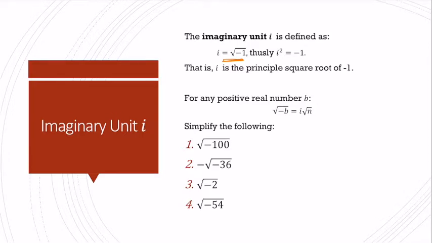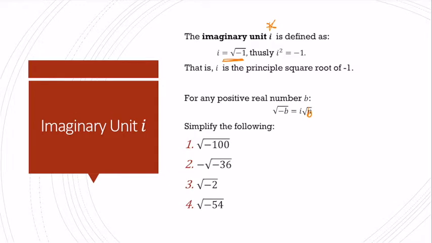It's also important to note that this notation was first used by Rene Descartes. He's the one who came up with the Cartesian plane and just was an all-around cool math guy. So we call i the principal square root of -1. So for any real number b, the square root of -b equals i times the square root of b. So why don't we go ahead and solve a few examples.